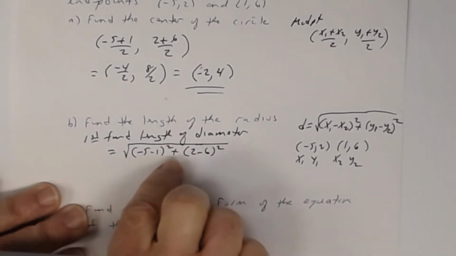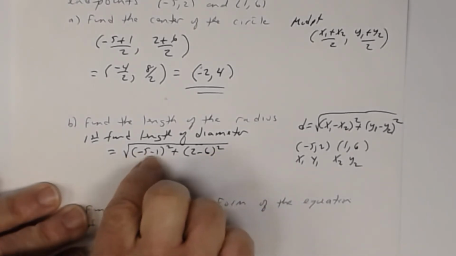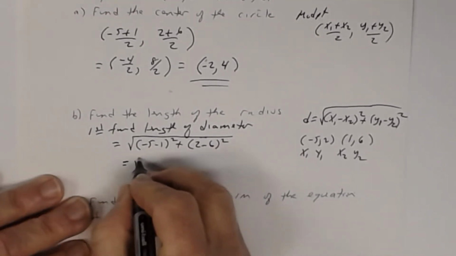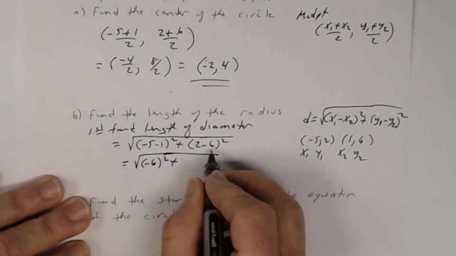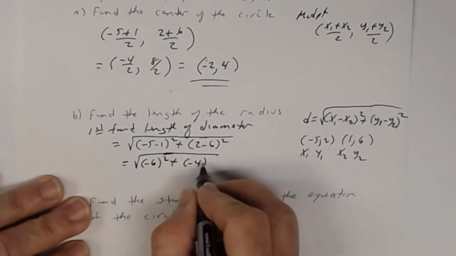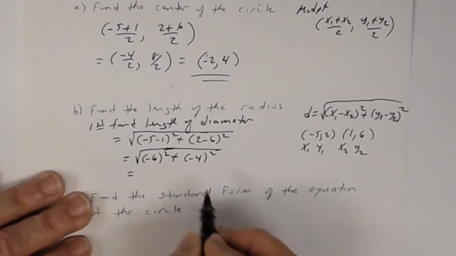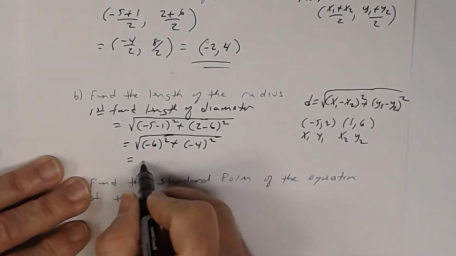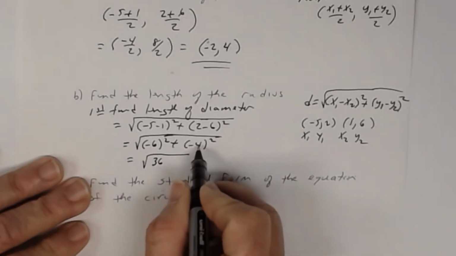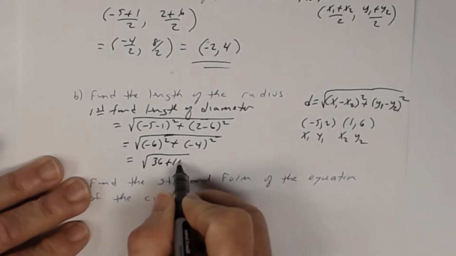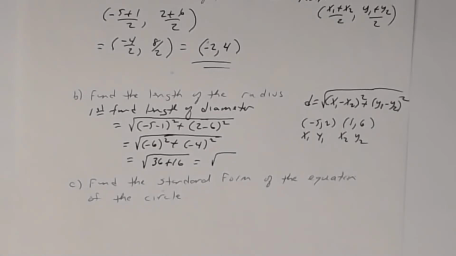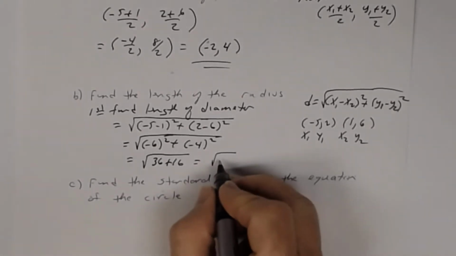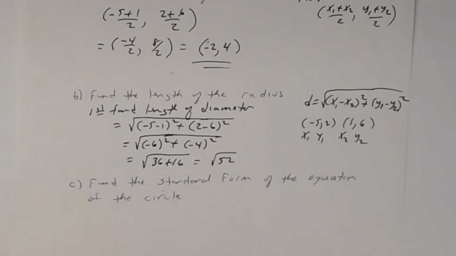Now let's go ahead and simplify each of those parentheses. Negative 5 and negative 1 is negative 6. So it becomes negative 6 squared. Plus 2 subtract 6 is negative 4 squared. So that's going to equal, negative 6 squared is 36, I get the square root of 36. Negative 4 squared is 16. And when I add those up, 36 plus 16 is going to be, what's that, 52? All right, so 36 plus 16, 52.